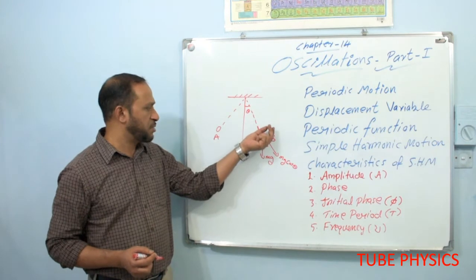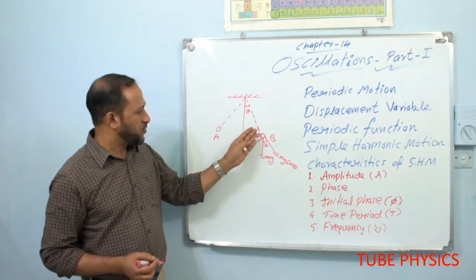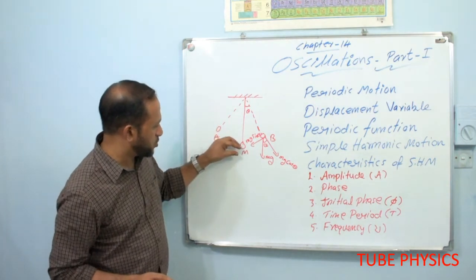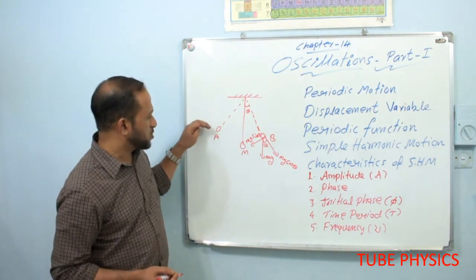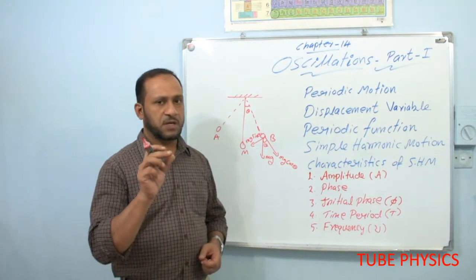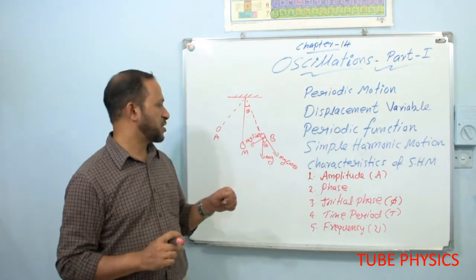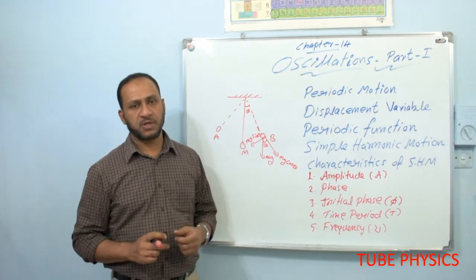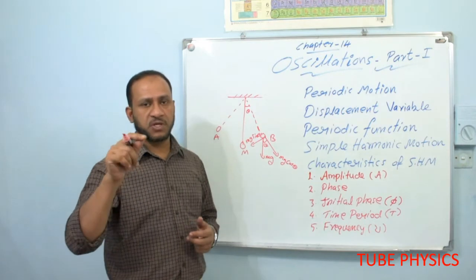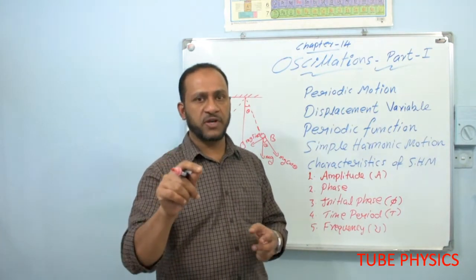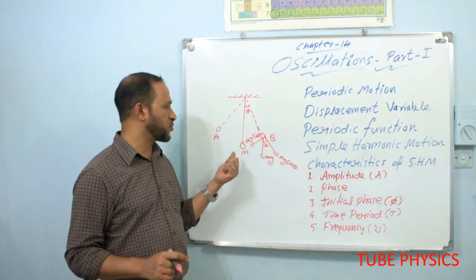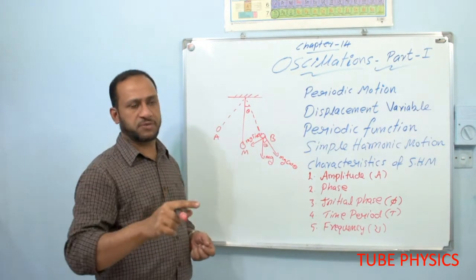It will try to bring the body back to the mean position. When the pendulum oscillates in this direction, here also mg sin theta will act opposite, towards the mean position, so it will try to bring the body back to the mean position. So here the restoring force is mg sin theta, which is due to the weight of the body. Such a motion is called oscillation, in which the restoring force is provided by the weight of the body. Here the component of weight, mg sin theta, provides the restoring force and keeps the body oscillating.